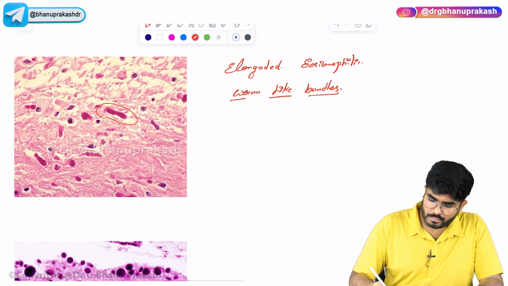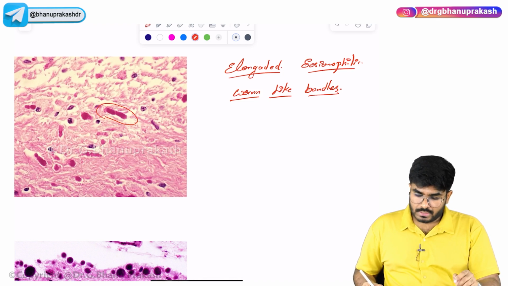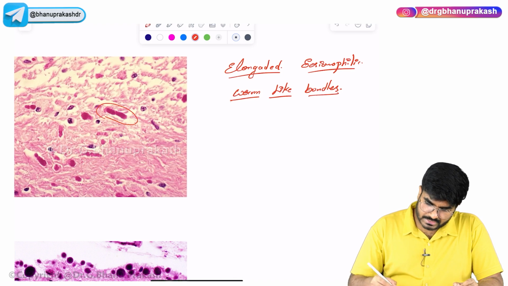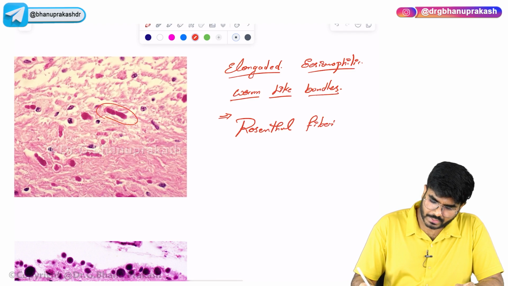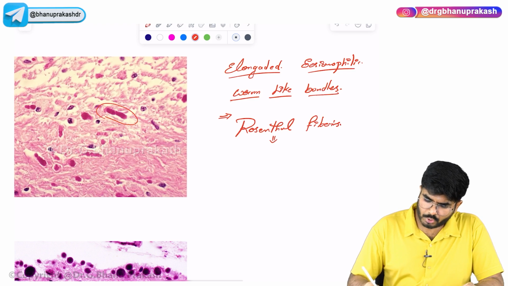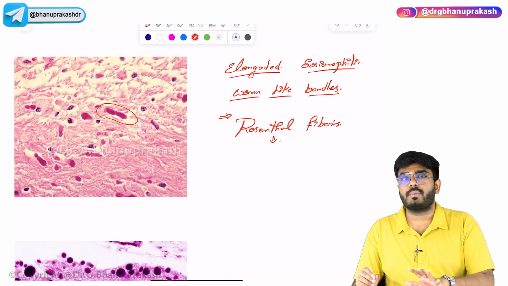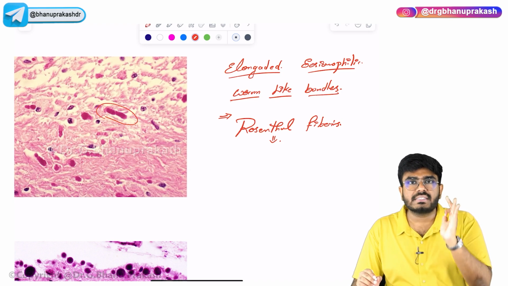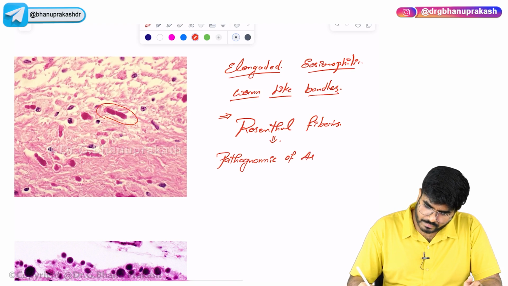On the histology, what you are seeing here in the biopsy are elongated eosinophilic worm-like bundles. What are they called? They are called Rosenthal fibers. What is the importance of these Rosenthal fibers, sir? These Rosenthal fibers are pathognomonic. Whenever you see Rosenthal fibers, it means that the astrocytes are getting damaged. They are pathognomonic of astrocyte pathology.